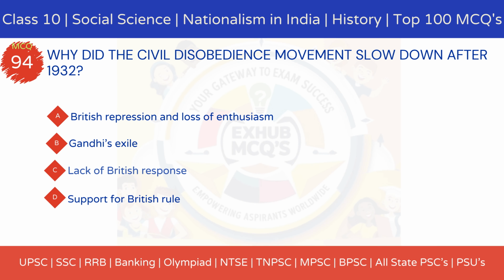MCQ 94. Why did the civil disobedience movement slow down after 1932? Option A. British repression and loss of enthusiasm. Option B. Gandhi's exile. Option C. Lack of British response. Option D. Support for British rule.